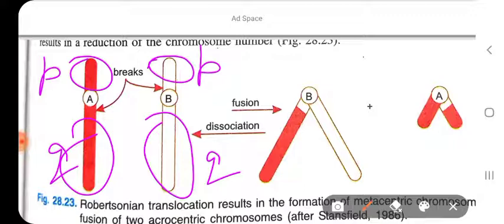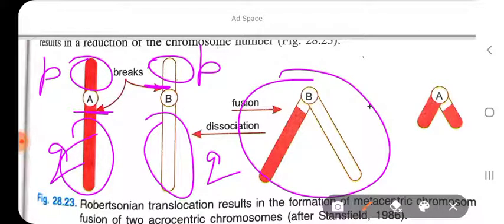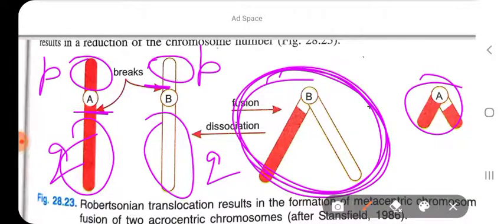If these acrocentric chromosomes undergo reciprocal translocation by centric fusion, it means a break occurs on this region and a break occurs on this region, and they fuse to form a large metacentric chromosome and a short microchromosome. This type of fusion between the acrocentric chromosomes is known as Robertsonian translocation.